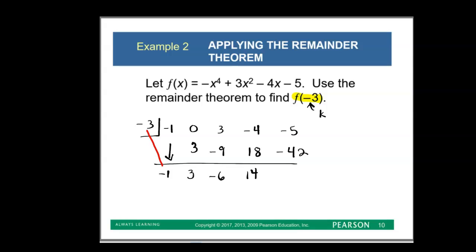And so our remainder would be negative 47. So f of negative 3 is negative 47. Okay, so the remainder is f of k. So f of negative 3 equals negative 47, again by the remainder theorem.